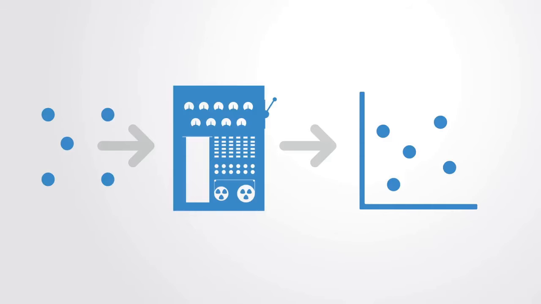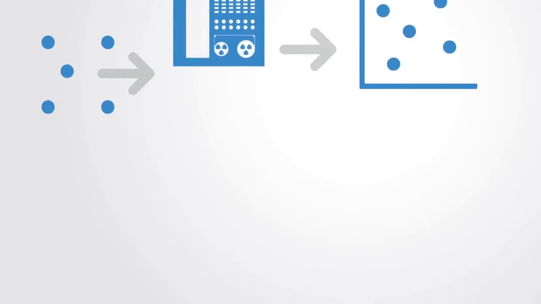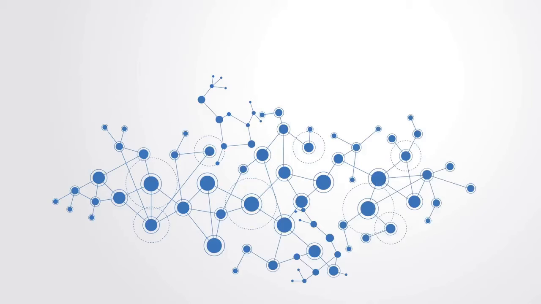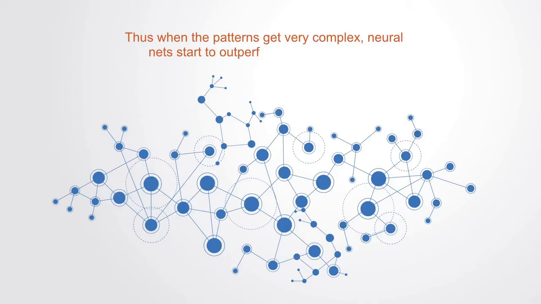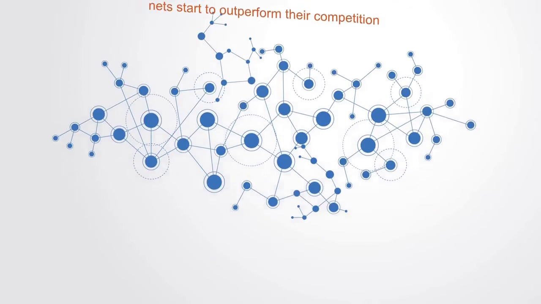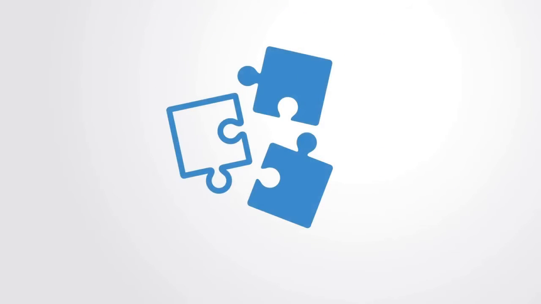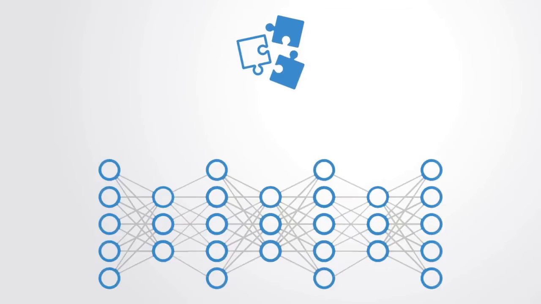Basic classification engines and shallow neural networks are not sufficient for complex tasks, and neural networks with only a small number of layers can become unmanageable. Thus, when the patterns get very complex, deep neural networks start to outperform their competition. The key to deep learning can be largely ascribed to breaking the processing of patterns down and distributing that out across different layers in the network.